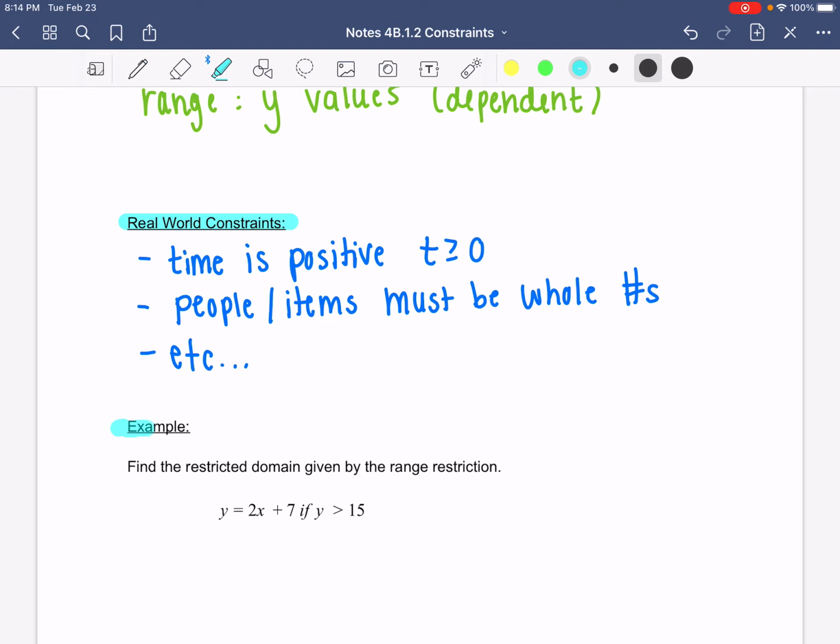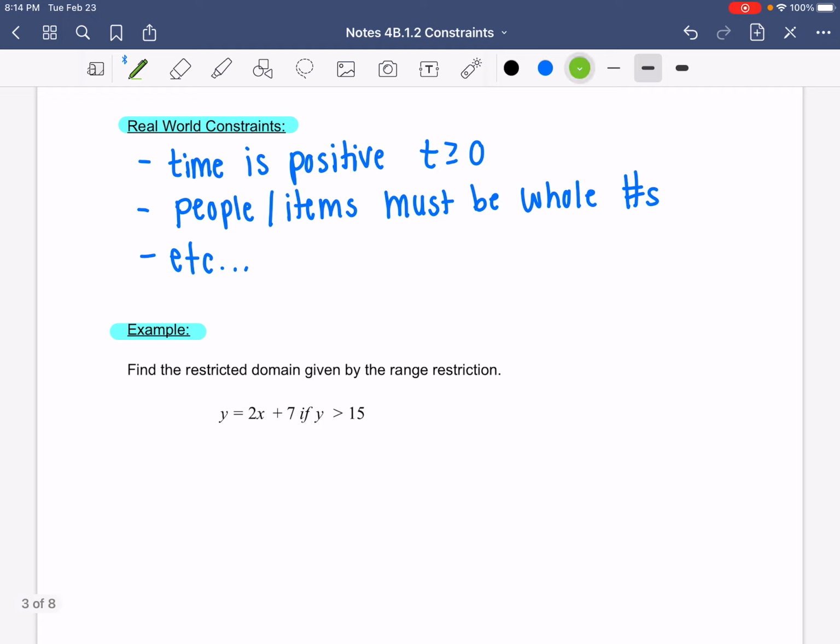So let's do an example that's similar to some of your classwork or your homework problems. It says find the restricted domain given by the range restriction. So write out your problem and then write out your little statement. It gave us an equation: y is equal to 2x plus 7. So that's a linear equation. But it gave us this restriction: y has to be greater than 15. So there's a restriction on our problem. Our range, our y value, has to be greater than 15.